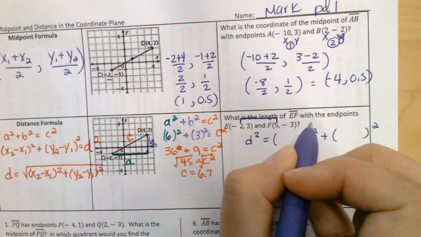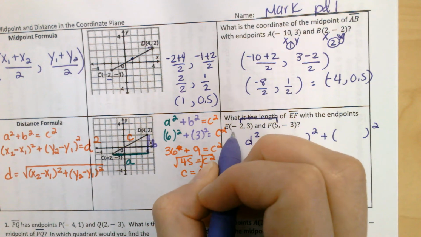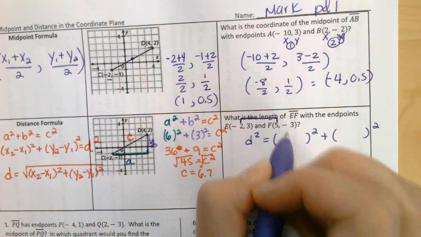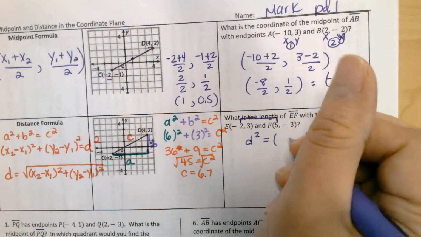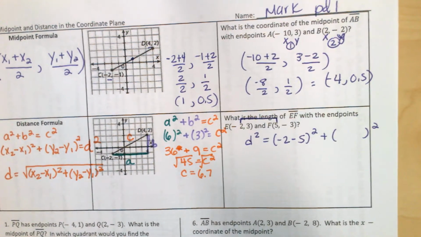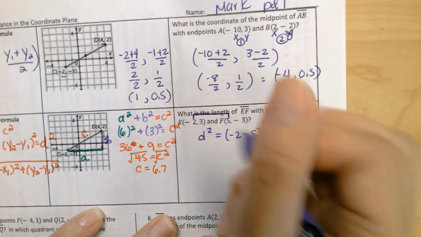Because what is the length of EF with the endpoints E and F? Okay, so E is at (-2, 3). F is at (5, -3). Let's go ahead and subtract the x's. -2 minus 5. That's it. And then subtract the y's.